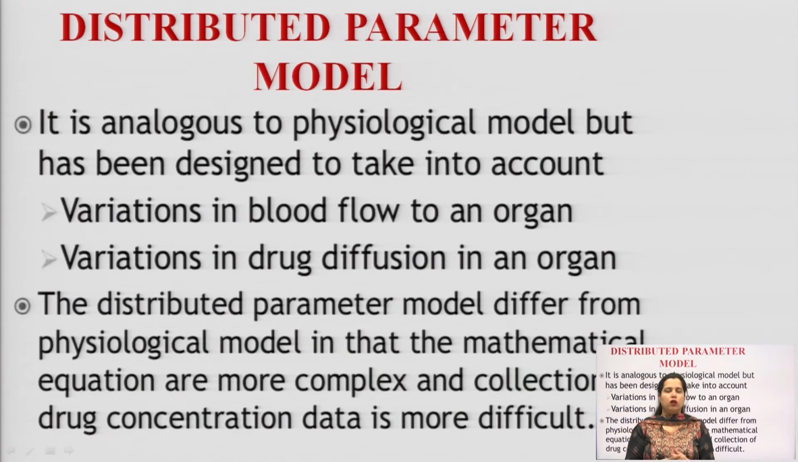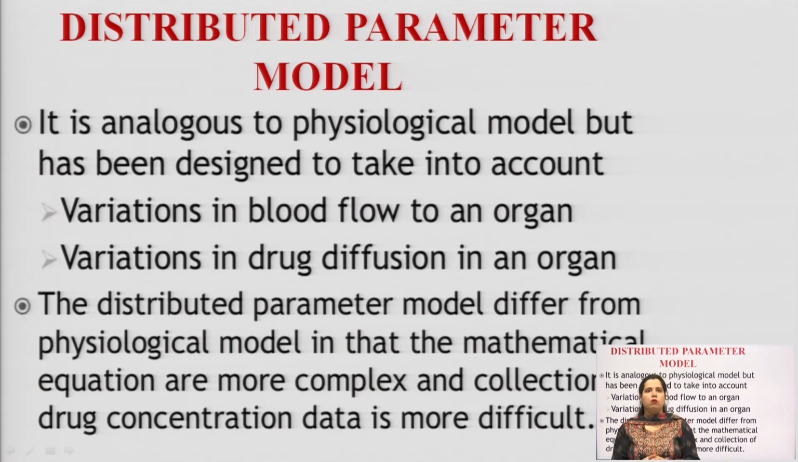So, variation in blood flow to an organ: different organs have different blood flow patterns as well as different binding affinity. They take this into consideration, whereas in the physiological model we take all the organs having similar blood flow, vascularity and binding affinity and consider them as one compartment, where the drug is equilibrated uniformly among all these compartments. In this distributed parameter model we observe any variation in blood flow to a particular organ. That means every organ has its different blood perfusion, right. Variation in drug diffusion in an organ, how the drug is diffusing into that particular organ, the pattern of diffusion of the drug into a particular organ, is also considered while designing this type of model.